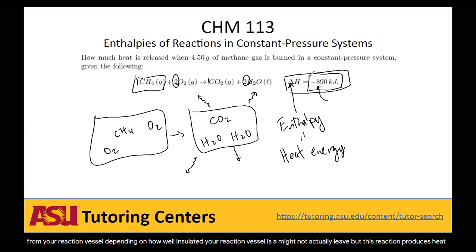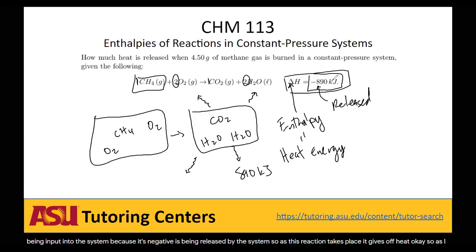And how much heat does it produce? It produces 890 kilojoules. So the negative sign out front just tells you whether it is being released or being input into the system. Because it's negative, it is being released by the system. So as this reaction takes place, it gives off heat. Okay, so as I mentioned earlier, I was very specific.